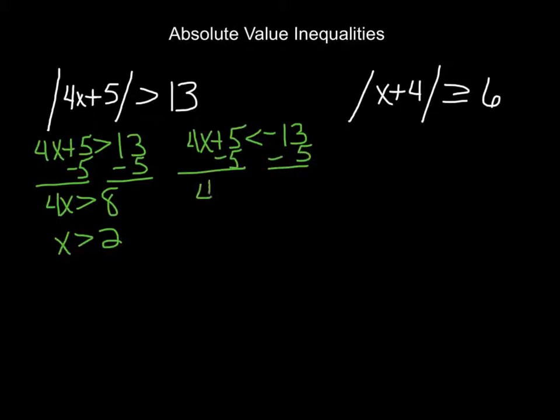So that is going to give us that 4x is less than negative 18. Now we are going to divide by 4, and we're going to get that x is less than negative 18 fourths, which is negative 9 over 2.